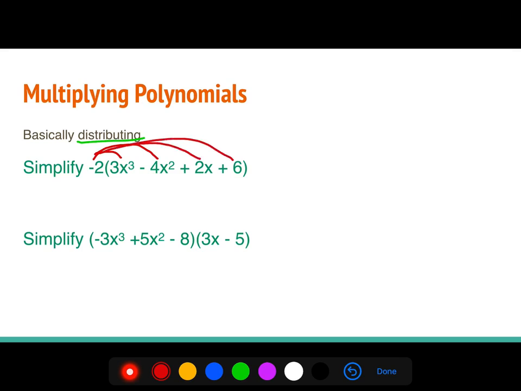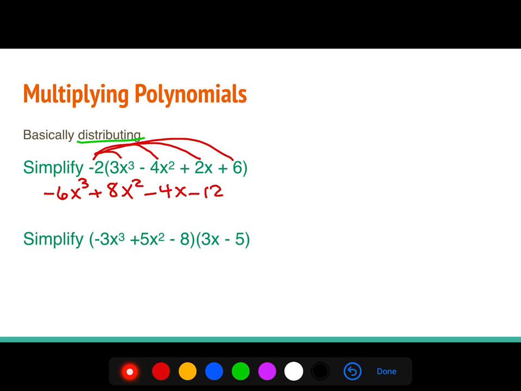Now about multiplying. The idea behind multiplying is you are basically distributing. So on the first one, I'm going to distribute negative 2, since he's on the outside, times everything, and then combine like terms if necessary. So negative 2 times 3 is negative 6x cubed. Negative 2 times negative 4 is positive 8x squared. Negative 2 times positive 2 is negative 4x. Negative 2 times 6 is negative 12.